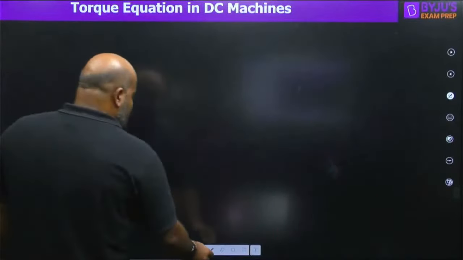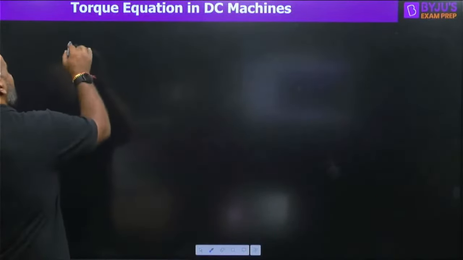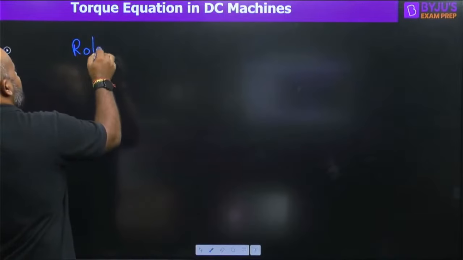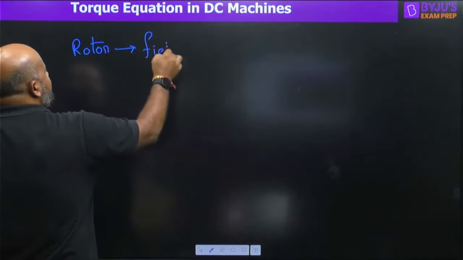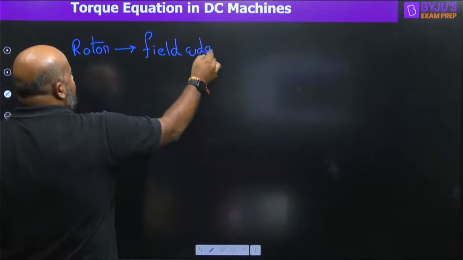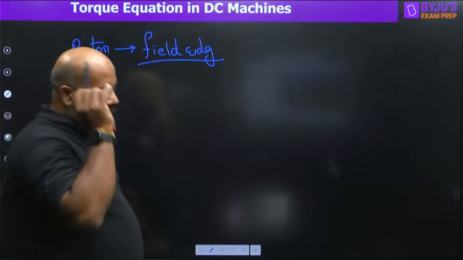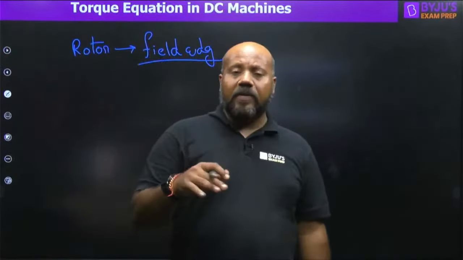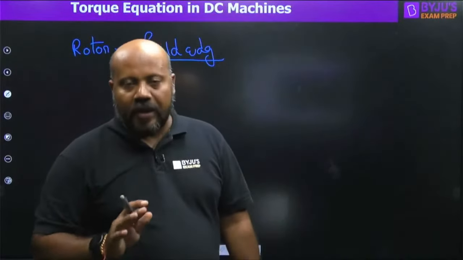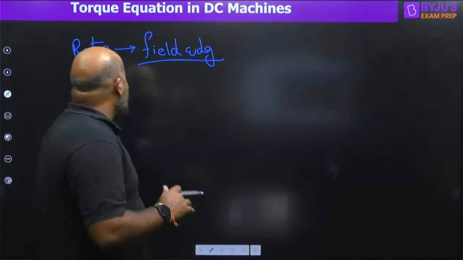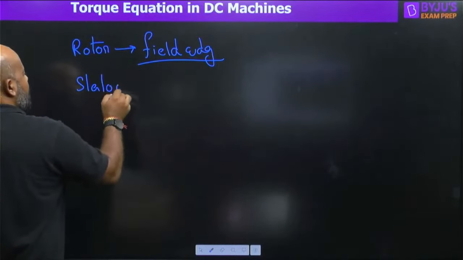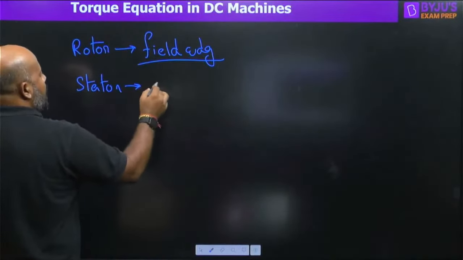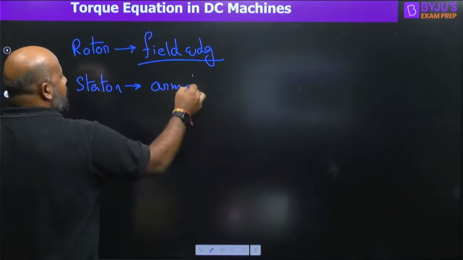Now, if you talk about the rotor, generally the field winding is given on the rotor. When we talk about synchronous generator especially, I will tell you why. And if you see the stator, we are keeping the armature winding.